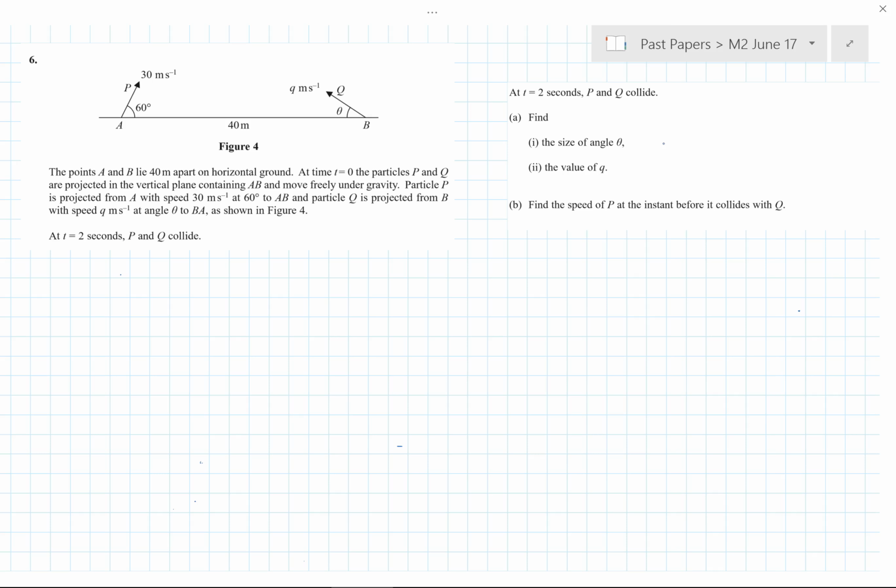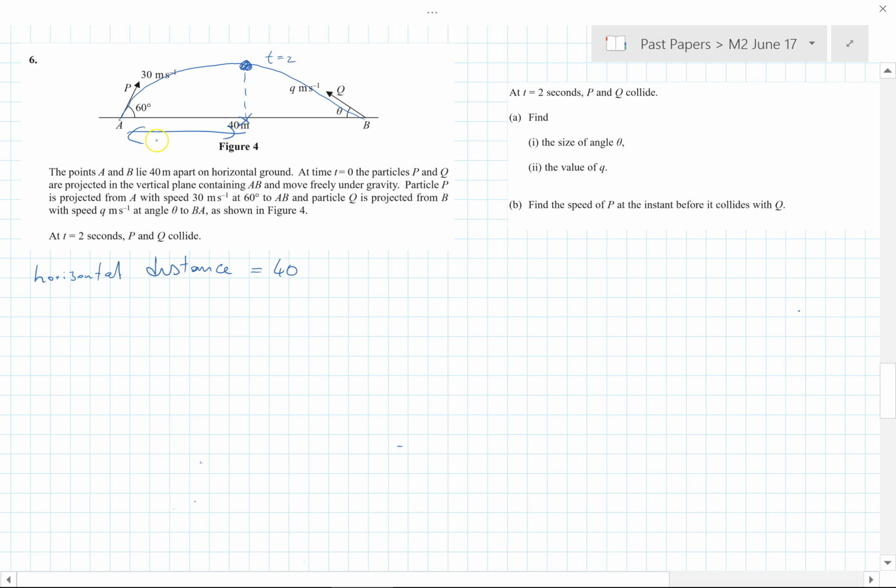Well, the thing is, we're told that these two things collide after 2 seconds. So you've got one going this way, one going this way, say, so that looks like a complete projectile because we've got one going that way, the other one going the other way, and they collide after 2 seconds. So it's not one single projectile there. It's probably not the best of diagrams, but anyway, we know that the horizontal distance is equal to 40.